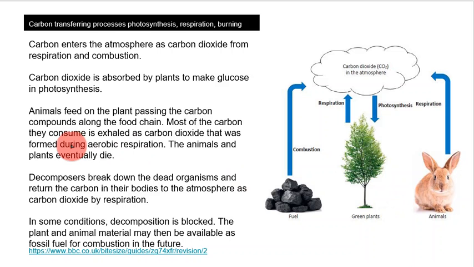In some conditions, decomposition is blocked, and the plant and animal materials may then be available as fossil fuels for combustion in the future. So what can happen is, if this decomposition process is interrupted, those plants and animals can be compressed and turned into things like fossil fuels. So these are some of the ways that carbon is transferred through the environment, or the carbon cycle.